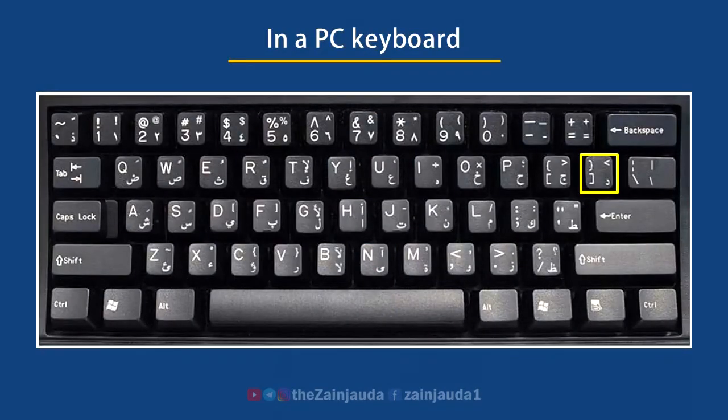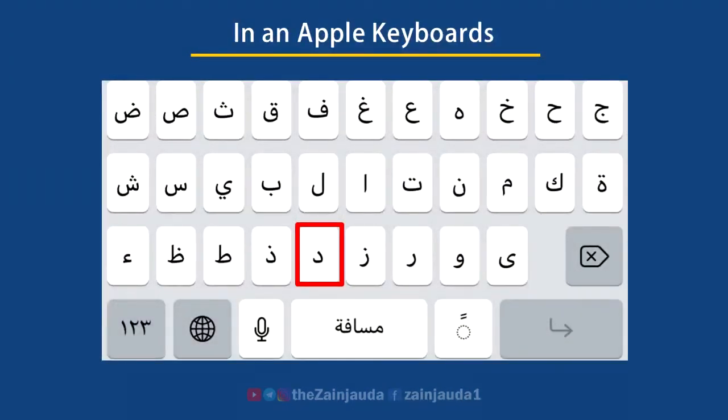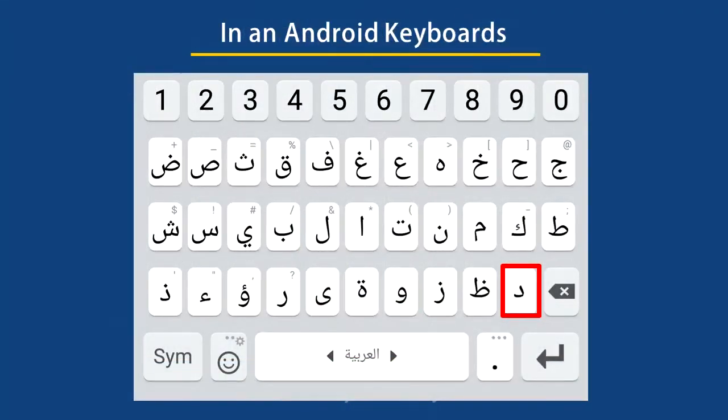Now let's see where to find it in a keyboard, and as I promised, let's find out where to find it in a phone keypad as well. In a keyboard, Dal is found with larger than. In an Apple keypad, Dal is in the middle of the 3rd row, just above the space. By the way, it is called masafa. In an Android keypad, Dal is the first letter to the right of the 3rd row.